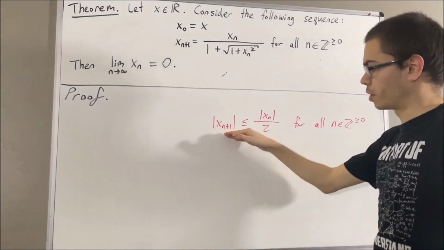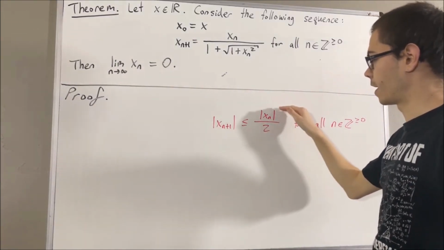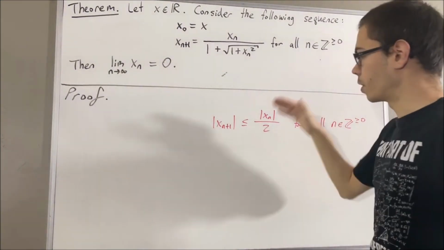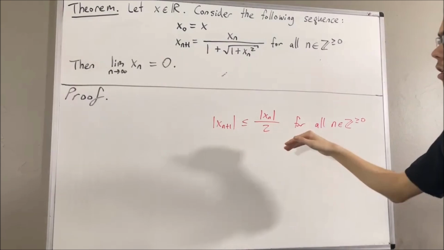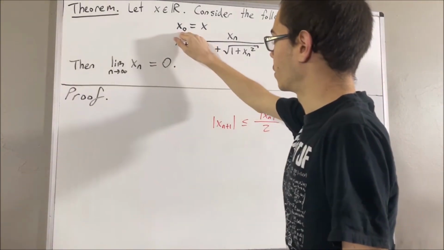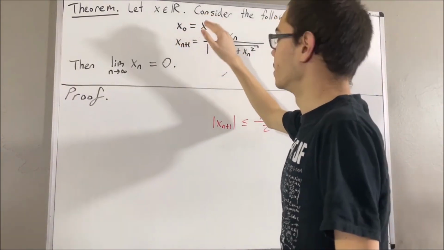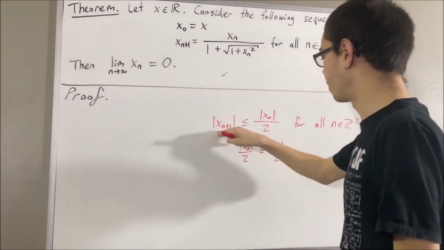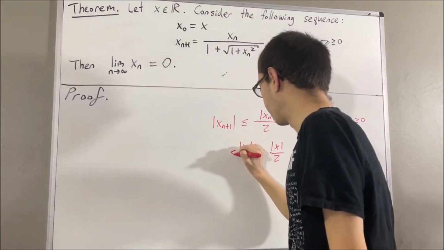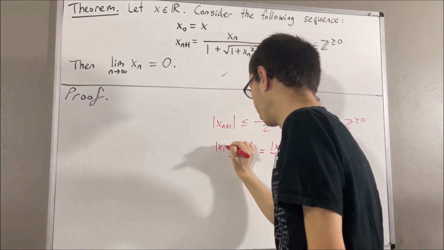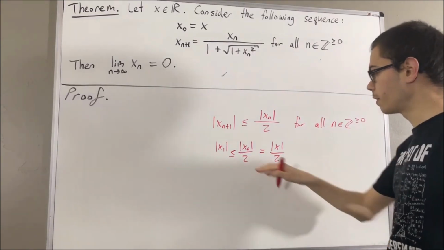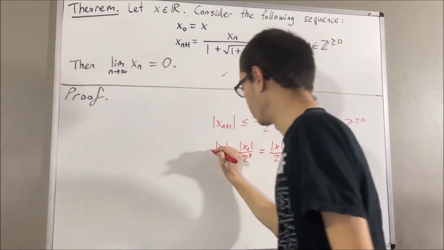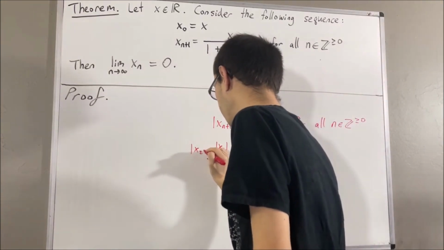The absolute value of x_{n+1} is less than or equal to absolute value of x_n over 2 for all n. So this is just scratch work, but if we apply this fact repeatedly, let's first note absolute value of x_0 over 2 is equal to absolute value of x over 2. But by this fact, we know that absolute value of x_0 over 2 is greater than or equal to absolute value of x_1. But then if we divide everything by 2, we know that absolute value of x_1 over 2 is greater than or equal to absolute value of x_2.